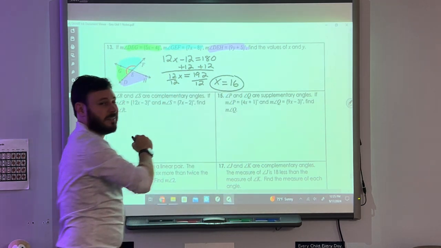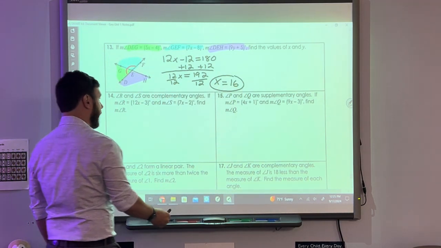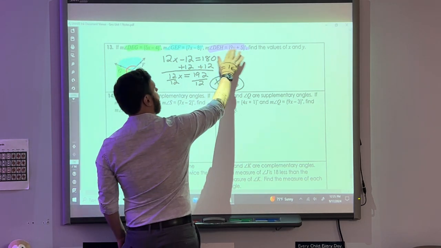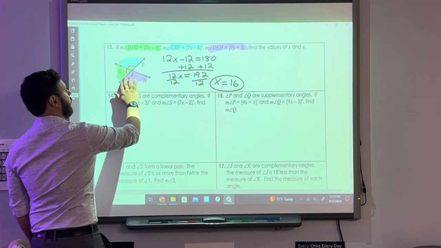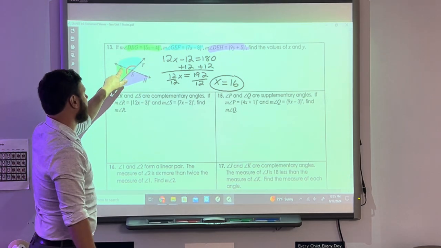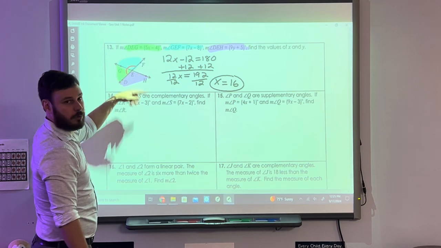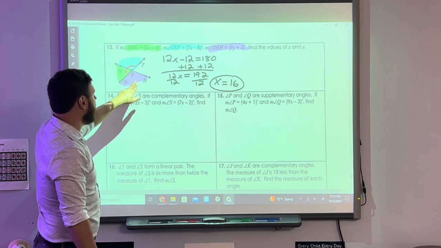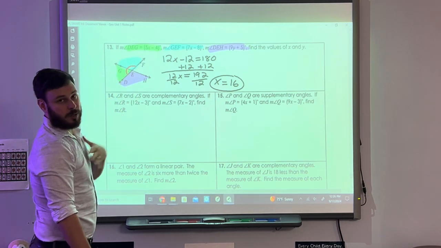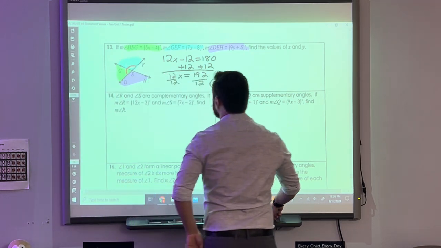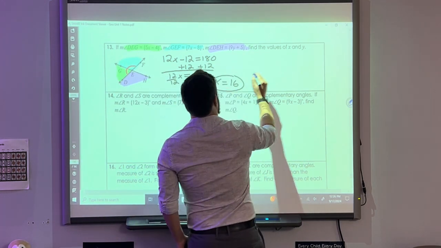Okay, that's x. I need to get y. Well, let's look at what y is. Y is this purple one down here. So I need to either form a straight line with the green and the purple, or I could use that purple is vertical to blue, and then they're going to be the same. That's what I'm going to do, because I like vertical angles better. If you want to use straight lines, you go for it. But I want to figure out what the blue is actually worth.